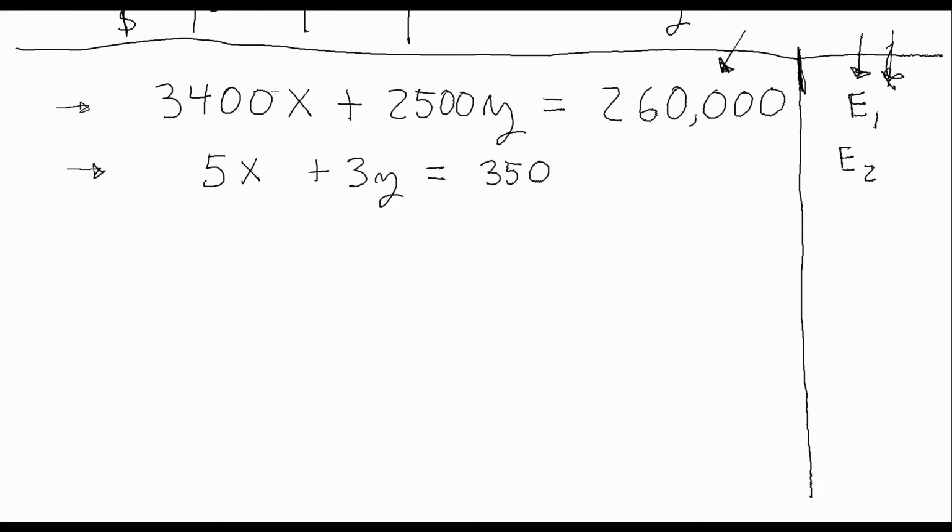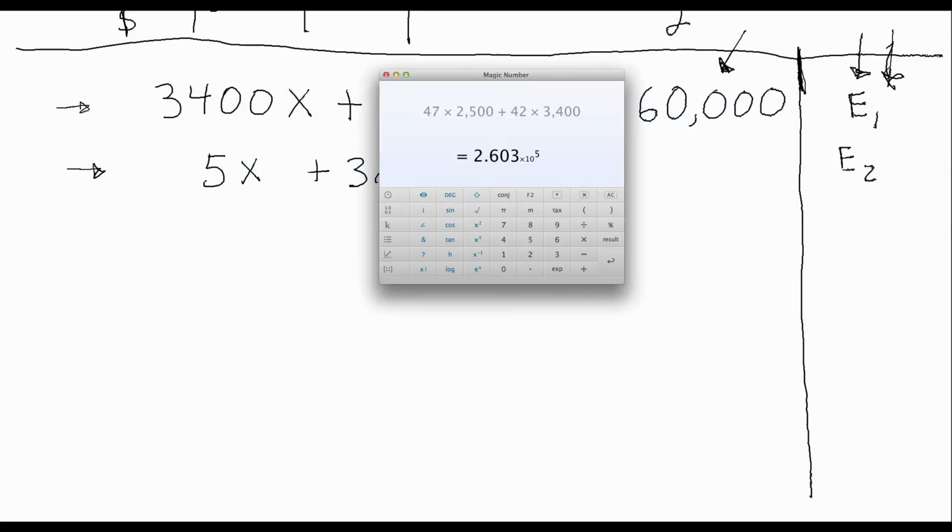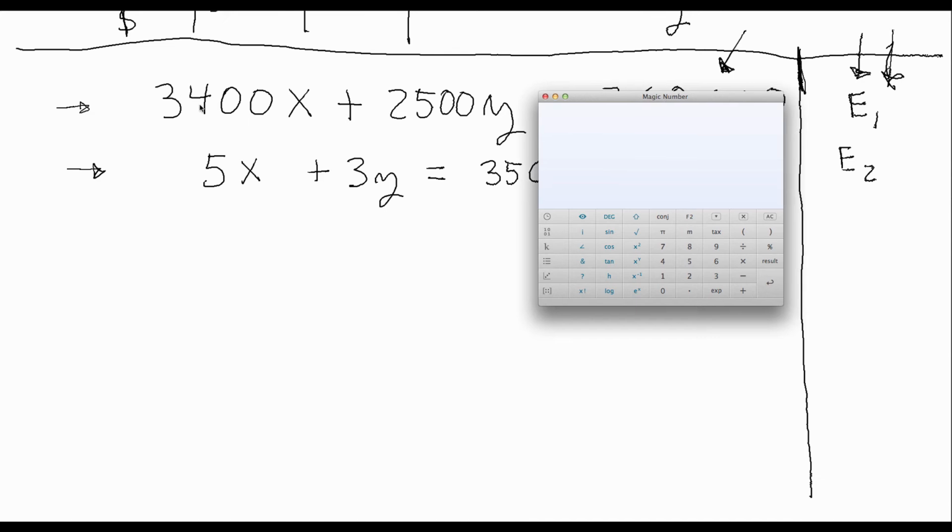So what I'm going to do is eliminate the x. I'll grab a calculator, I do use some technology. What I'm realizing is I would like to get rid of this variable x. The way I'm going to do that is take my 3,400 and divide it by 5, and what I get is 680. So what I'm going to do first is multiply both sides of equation 2 by 680.